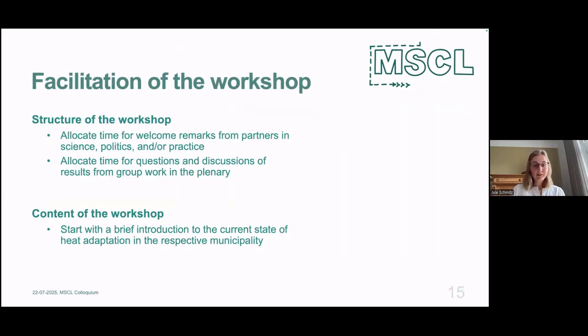And then another learning concerning the content of the workshop was to refine the more practical part of the workshop to be way more interactive.